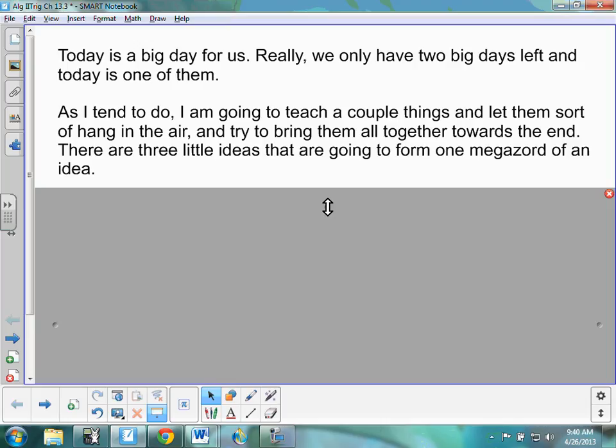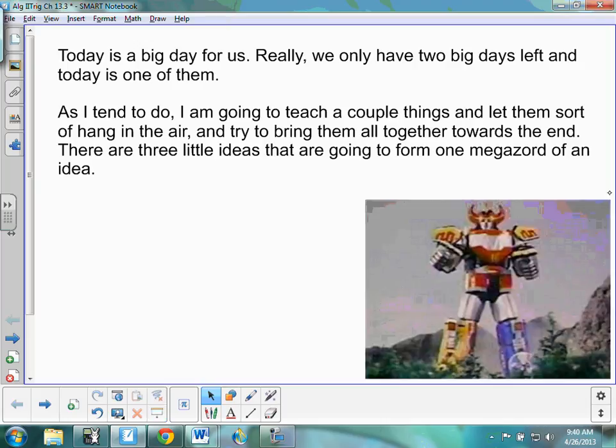Do you guys know what a Megazord is? Anybody? Oh, that's Power Rangers. That's the Triceratops and the saber-toothed tiger. That's the Triceratops. This is mostly T-Rex up here. They all come together and they form this one big powerful monster. Really, it's a machine. And that's what we're going to do today with some ideas. We're going to form a Megazord of an idea.